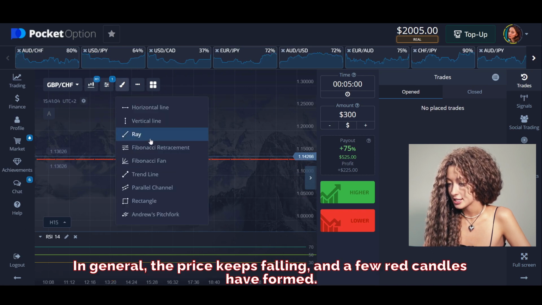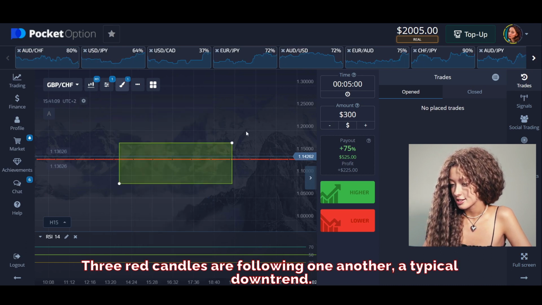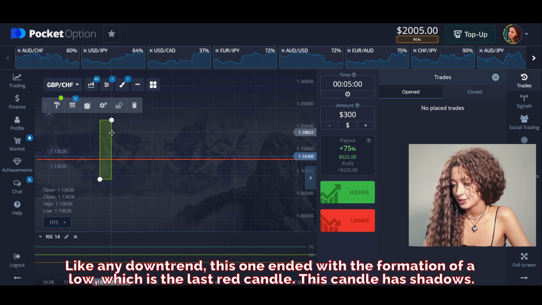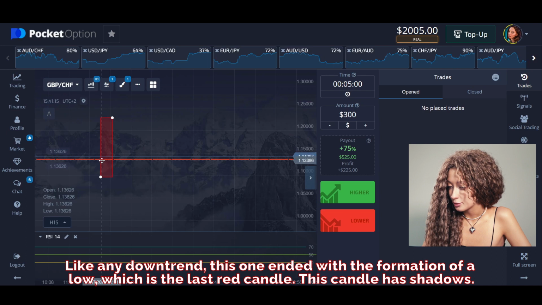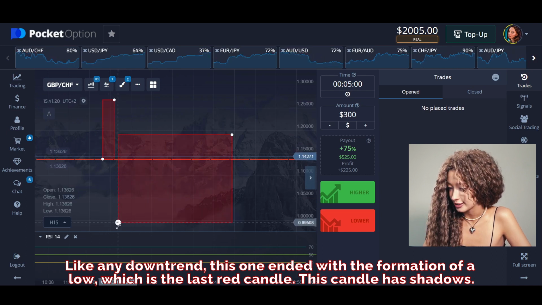So imagine there's a downtrend on the chart at the moment. In general, the price keeps falling and a few red candles have formed. Three red candles are following one another, a typical downtrend. Like any downtrend, this one ends with the formation of a low, which is the last red candle.